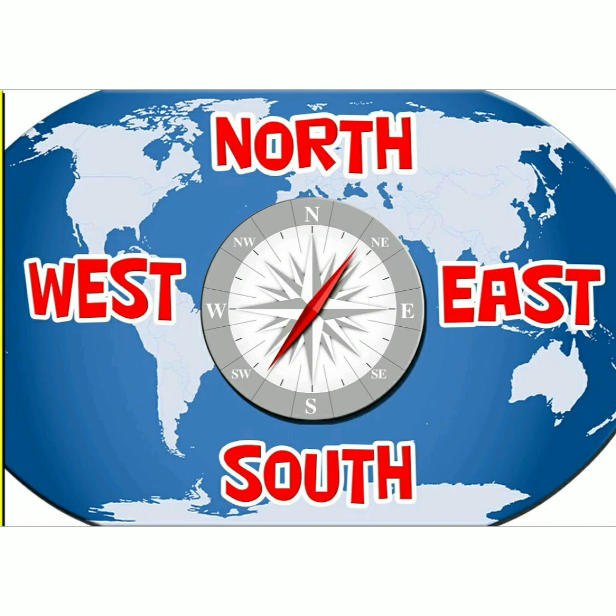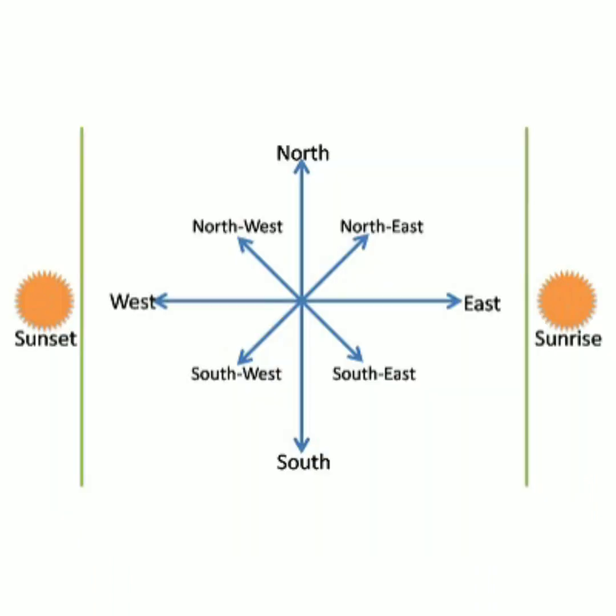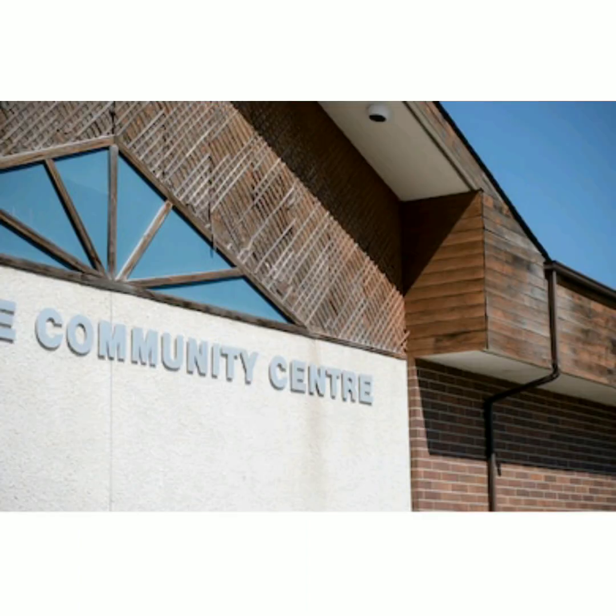Do you remember what we have learned in the last video? Very good. Let's revise it once. We have learnt about the directions like north, south, east and west, and also the sub-directions such as northeast, northwest, southeast and southwest. We also learnt about the important places such as a community center.